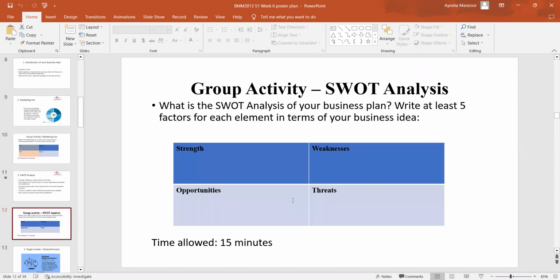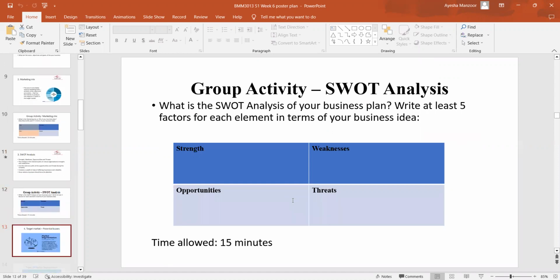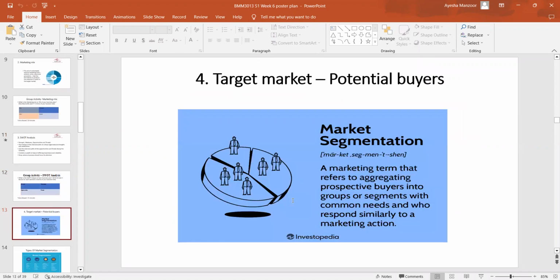Then again, a group activity was conducted in class in which students were required to do a SWOT analysis on their business. And the target market was discussed. The definition of target market is a marketing term that refers to aggregating prospective buyers into groups or segments with common needs who respond similarly to marketing actions.